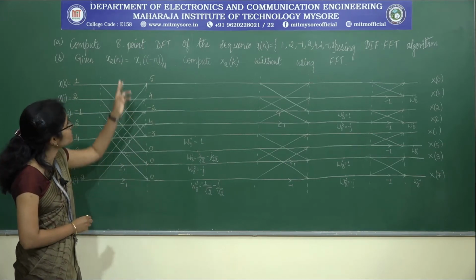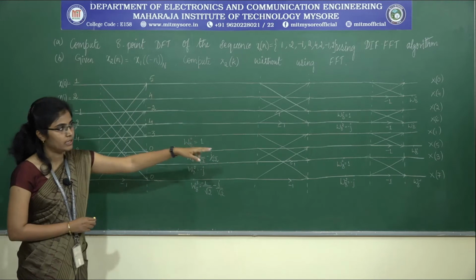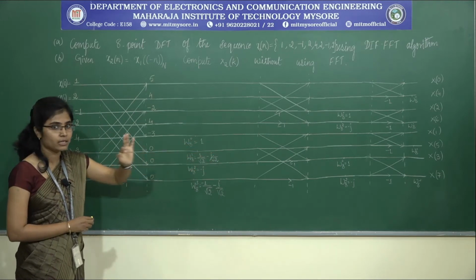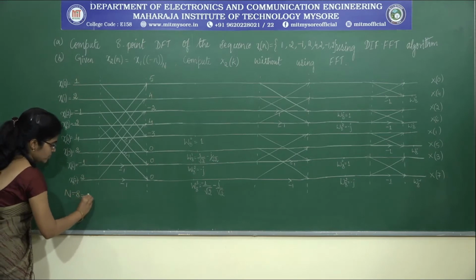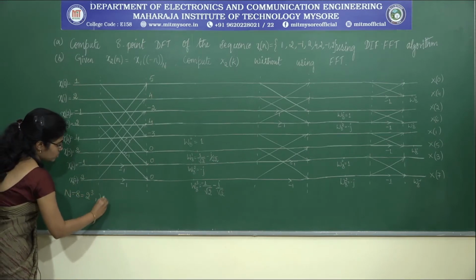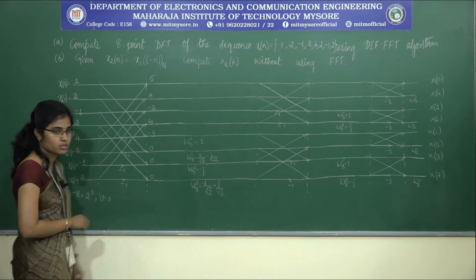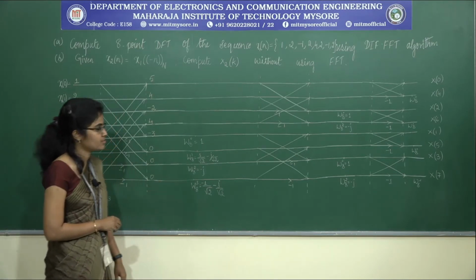Since it was an 8-point DFT, I have written the 8-point DFT butterfly structure. Why? We get 3 stages. We know N is equal to 8, which can be expressed as 2 cube. So the value of v is 3, which tells us there are 3 stages. So I have taken the 3 stages structure.